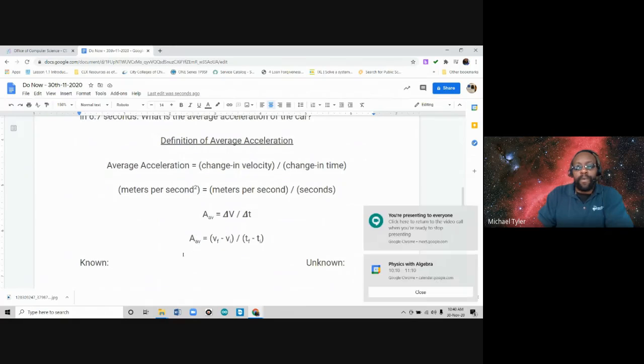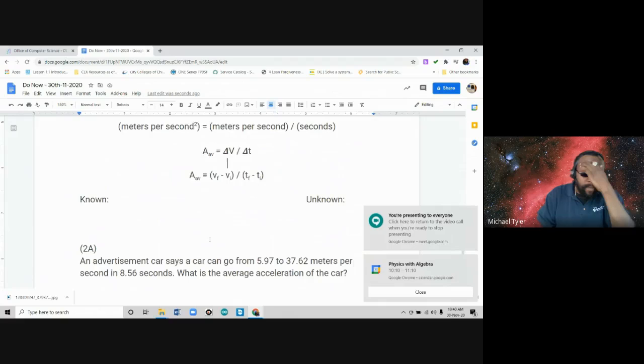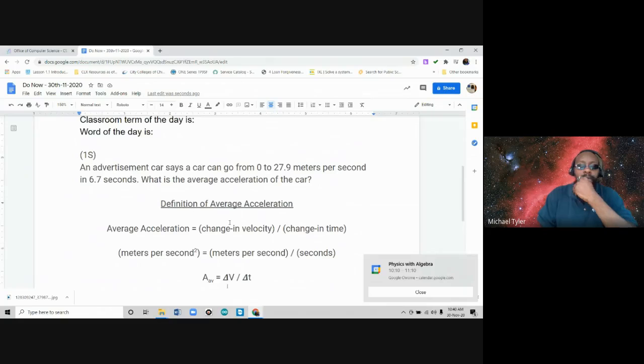So known and unknown values, right? Where are we at with this? I just put in the chat everything I think you need for the first set of notes, right? Come up here, and it says an advertisement, a car can go from, there's a range, right? So what does it say?